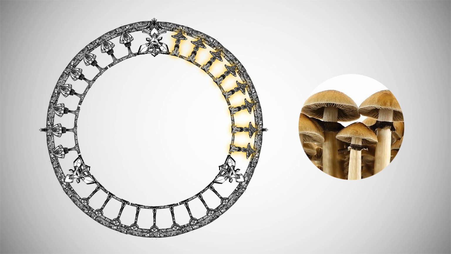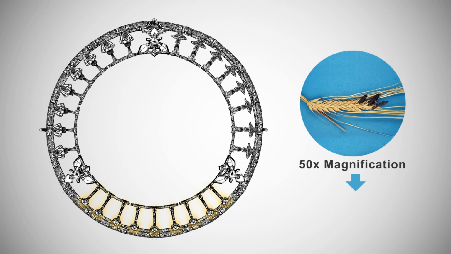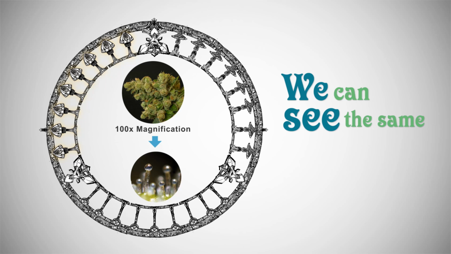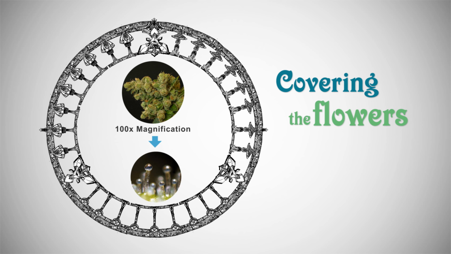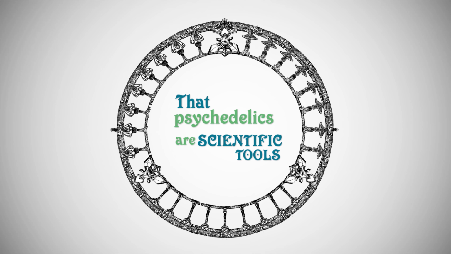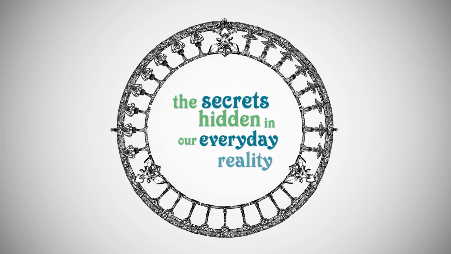The first layer of the fractal is easily seen with the naked eye. Here, we see the majestic Psilocybe cubensis mushroom. If we zoom into reality at a 50 times magnification, suddenly we see the mushroom-like formations of the honeydew arising from the body of the ergot sclerotia that give us LSD. Zooming in further to 100 times magnification, we can see the same mushroom-like formations covering the flowers of the cannabis plant. The third ring also reminds us that psychedelics are scientific tools, and like the microscope, they can allow us to uncover the secrets hidden within our everyday reality.